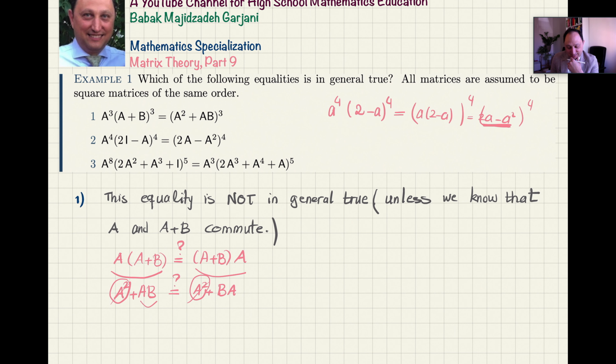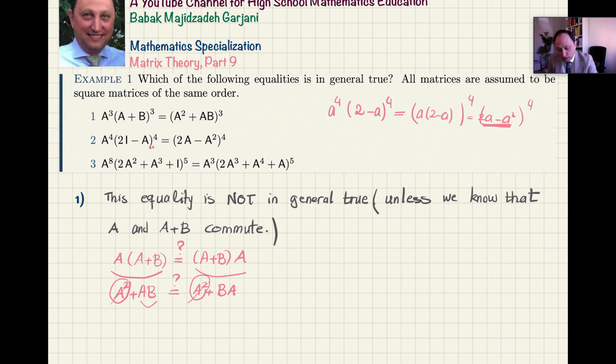I think it should be true, because the identity matrix should commute with any other matrix of the same order. But we're not comparing A with I, we're comparing A with 2I minus A. Yes, you are completely correct. What we are comparing is A and 2I minus A. Yes, everybody agrees? We have to compare A.